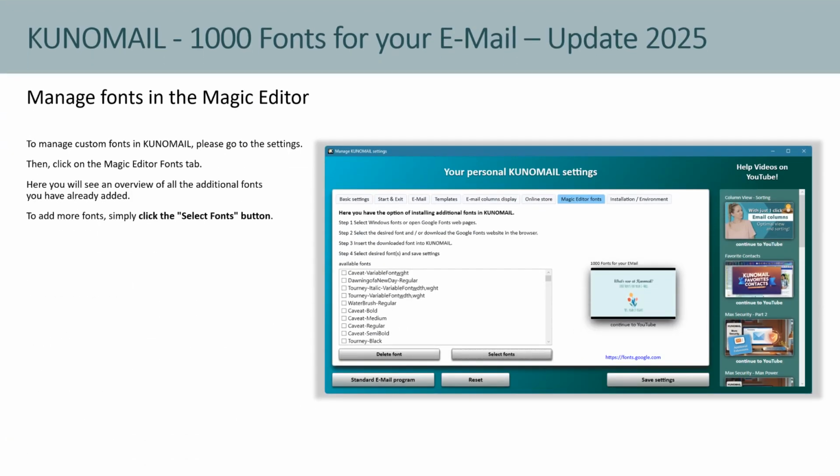To manage custom fonts in KUNOMAIL, please go to the Settings, then click on the Magic Editor Fonts tab. Here, you will see an overview of all the additional fonts you have already added. To add more fonts, simply click the Select Fonts button.